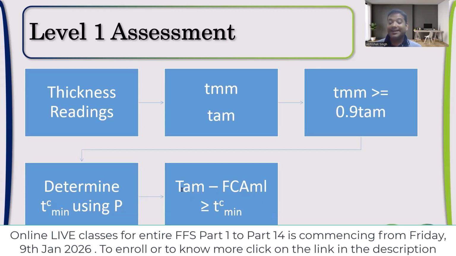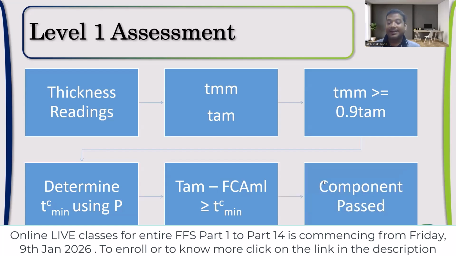So if my TAM, which is average thickness minus future corrosion allowance, is greater than the thickness which is required by the pressure, it is good to go, right? So if this criterion is met, my level 1 assessment has passed. It is qualified. Is that assessment over, or do I need to do something further? Maybe for the next 5 years, if that is my assessment period, it has passed.